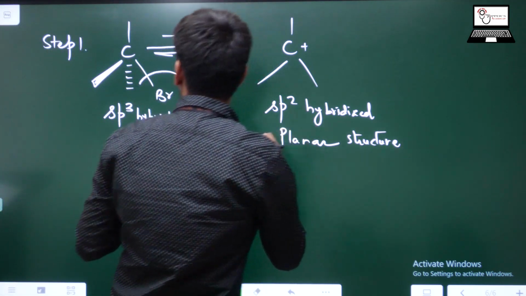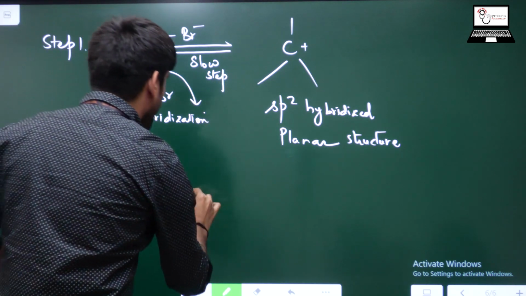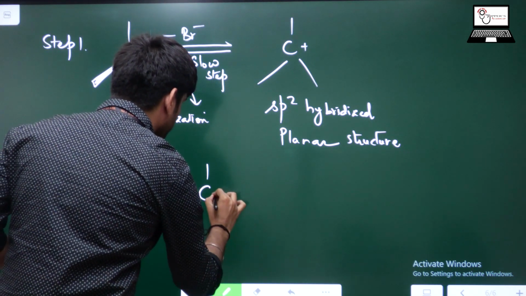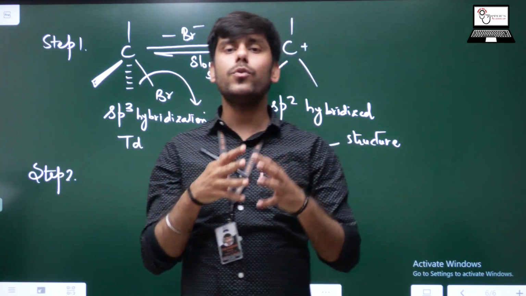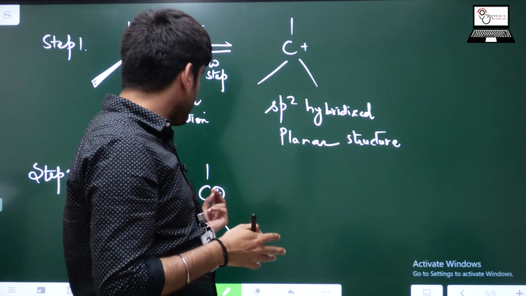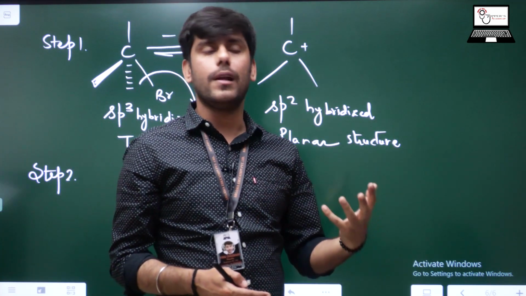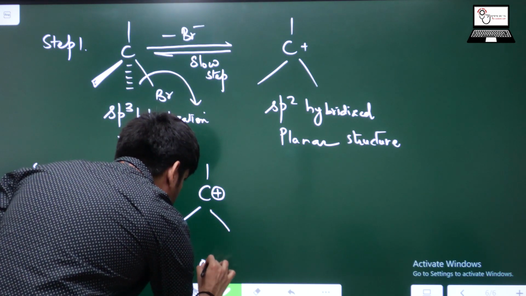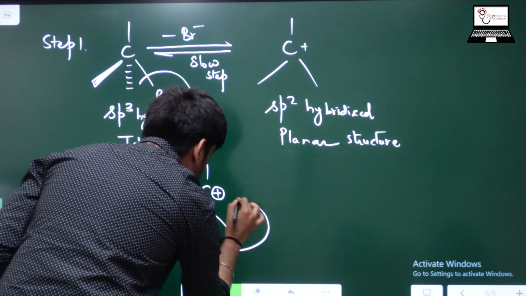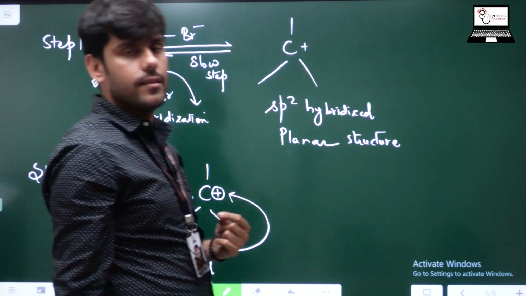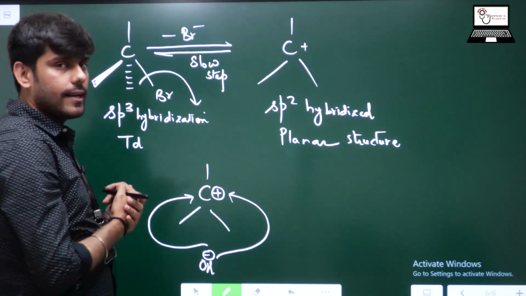Now, what happens in the next step? I have this carbocation. Since this is a planar structure, the incoming nucleophile can attack either from the front side or from the back side, from above or from below. So the incoming nucleophile has two paths to attack. This is the front side attack and this is the back side attack.